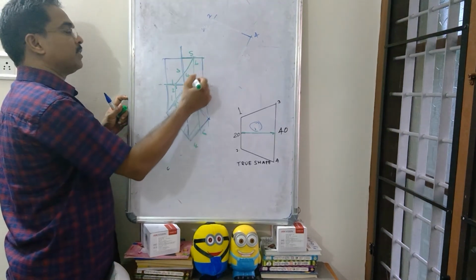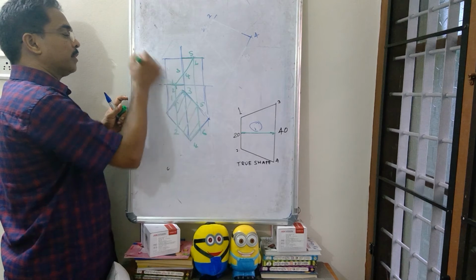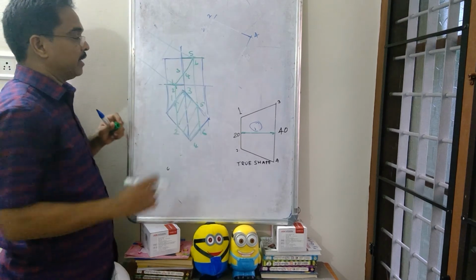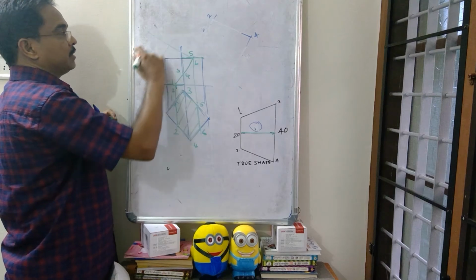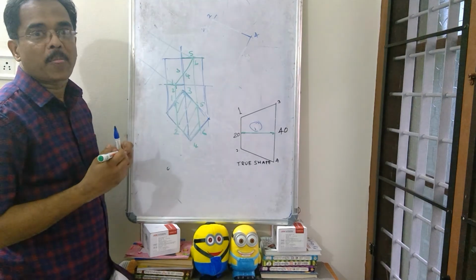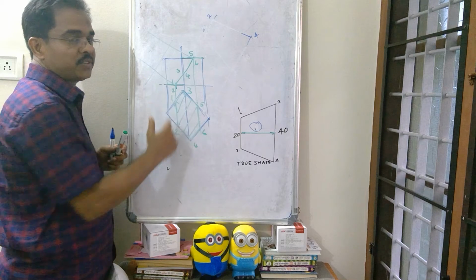The true shape, you can see, will be a hexagon, and this width will be equal to the width of the hexagon, the diameter of the hexagon, or the diameter of the circle.